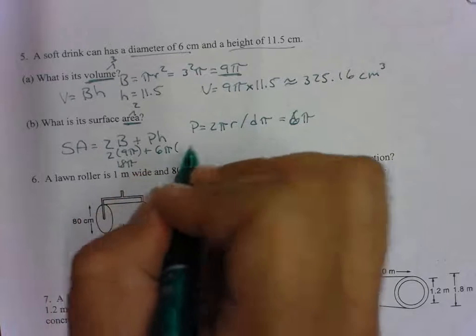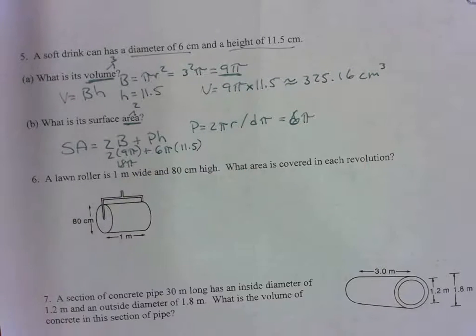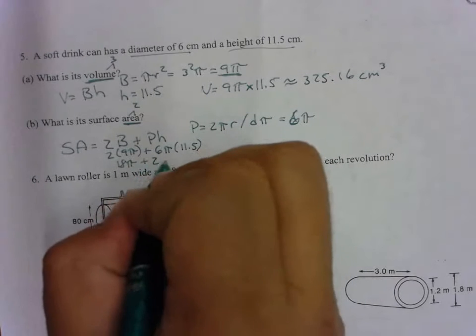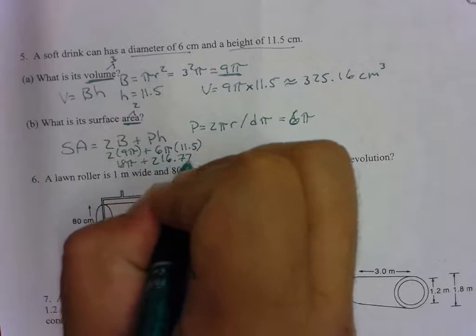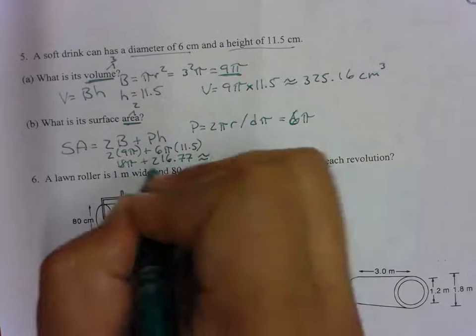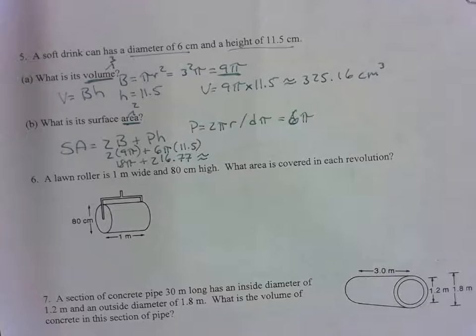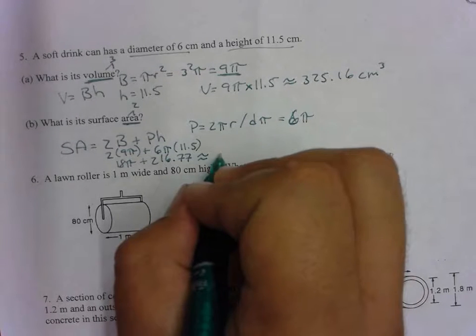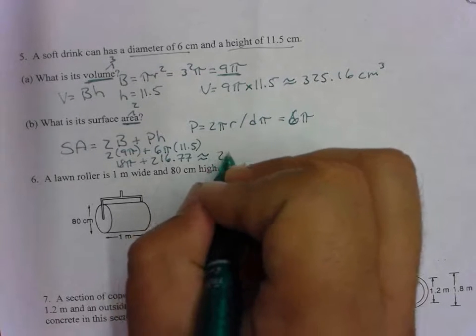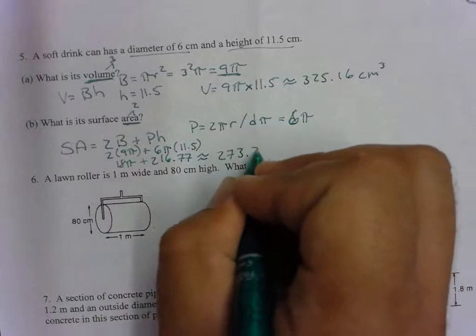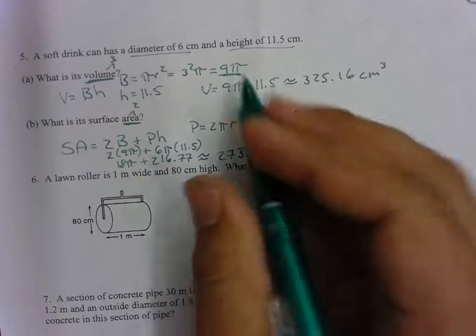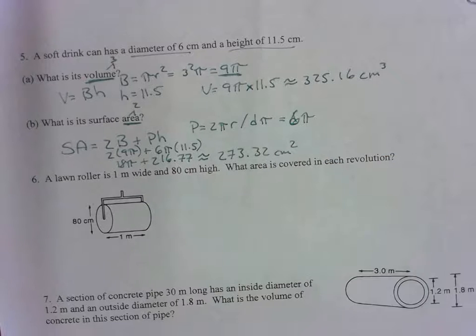The height, they told me, was 11.5. So 6 pi times 11.5 is 216.77. Then you're going to add these two numbers together. So 18 pi plus 216.77 is going to equal a surface area of 273.32 centimeters squared.